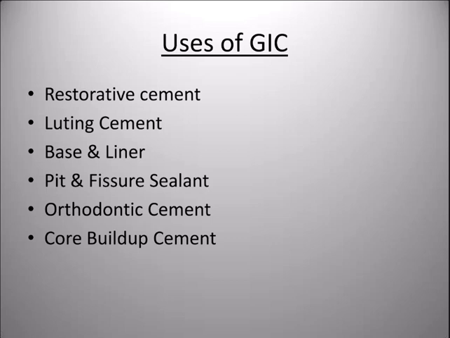It can be used as an orthodontic cement. I already told you, for orthodontic purposes, like bonding of the bracket or cementing the molar bands, we can use GIC as an orthodontic cement. For core buildup, when there is a poor crown structure, we try to build up the crown structure as a core buildup material. This is usually done during the root canal procedure. So these are the various other functions of GIC.